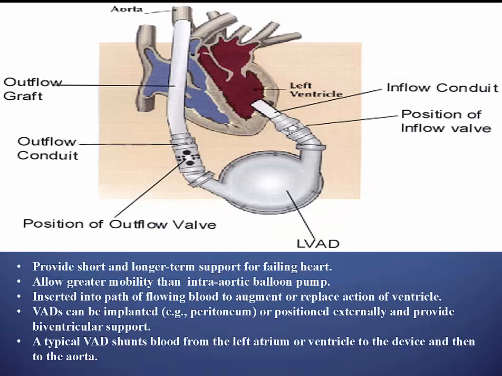A ventricular assist device provides short and long-term support for the failing heart. It does allow greater mobility than the intra-aortic balloon pump. It is inserted into the path of flowing blood to augment or replace action of the ventricle. Ventricular assist devices can be implanted in the peritoneum or positioned externally and provide biventricular support. A typical ventricular assist device shunts blood from the left atrium or ventricle to the device and then to the aorta.